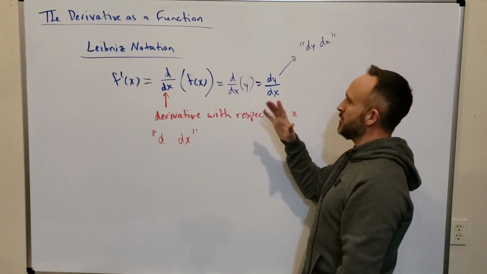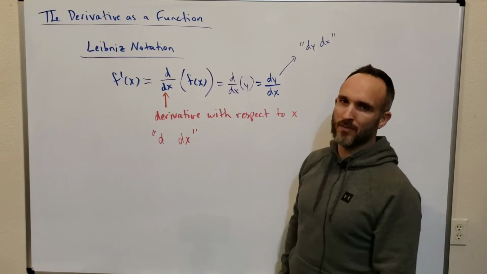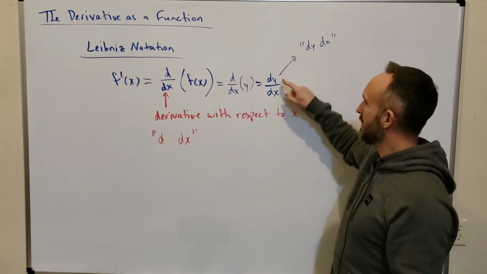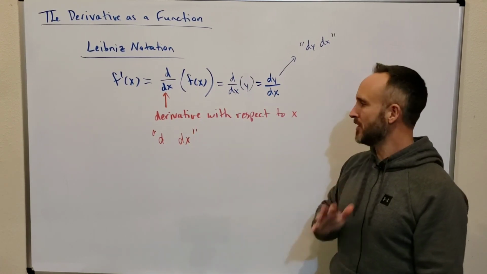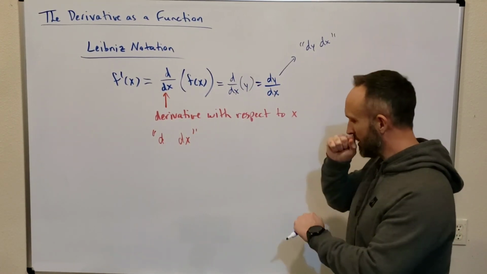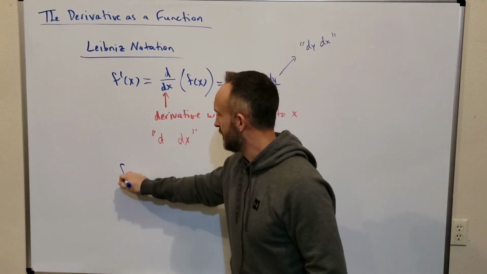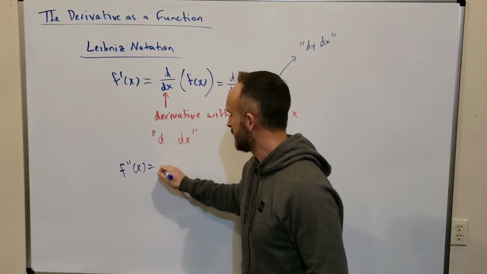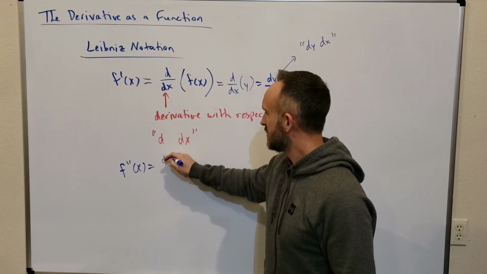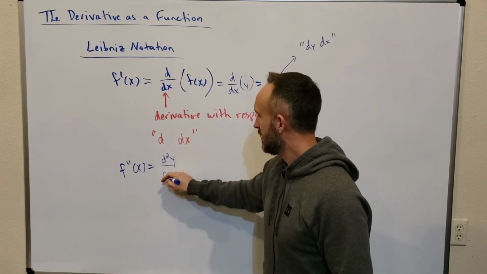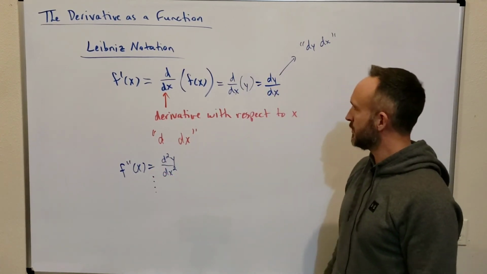Now, you really could say df dx also, if you want to incorporate the name of the particular function you're working with, because y is generic and applies to f of x, g of x, h of x, any function name. But this is Leibniz notation. If you want to do a second derivative, like f double prime of x, it gets a little more complicated. So it's d squared y dx squared. And the same continues for subsequent derivatives.